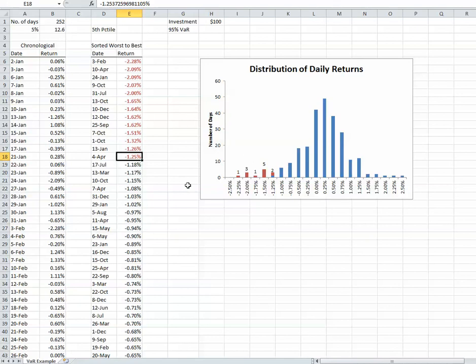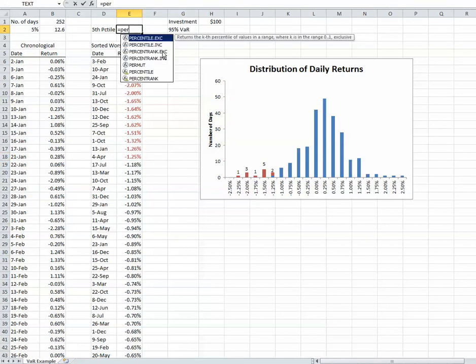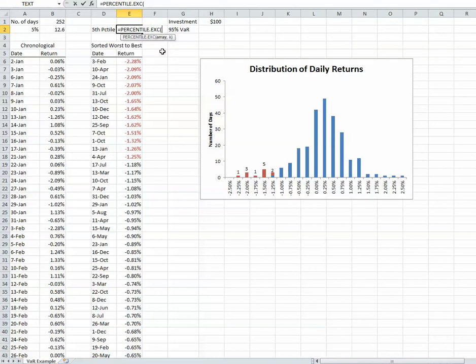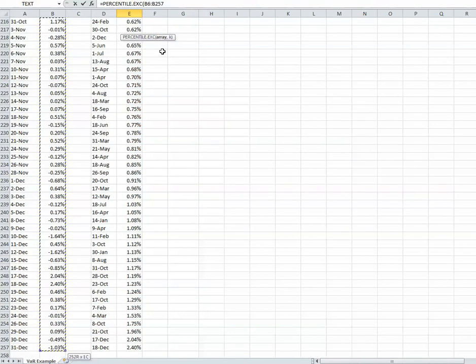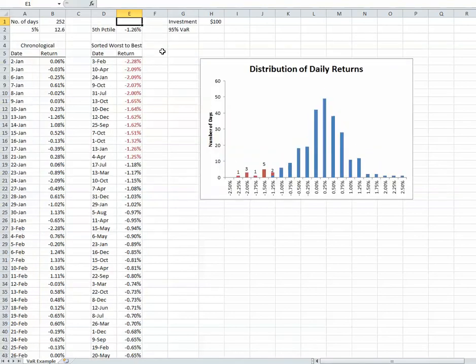Now we actually don't need to go through all of this because there's the Excel function percentile, and we'll use the .exclude version of the percentile function. We'll just apply that to our original returns as if we had never sorted them. So we need to tell Excel where the returns are, and we also need to tell it that we're looking for the 5th percentile. Okay, and that's the value.